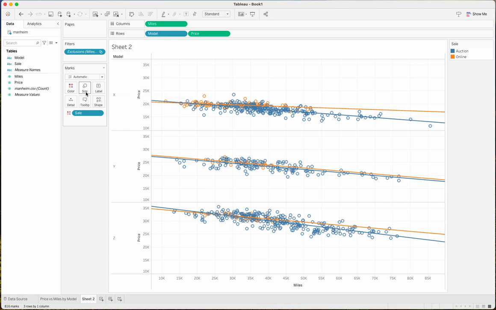This concludes this discussion of adding trend lines to Tableau workbooks. In this case, I'm going to change the name of the sheet to price versus miles by sale. Thank you very much.